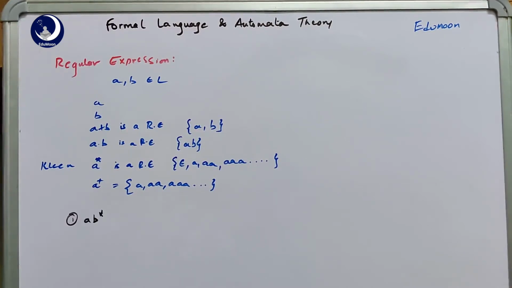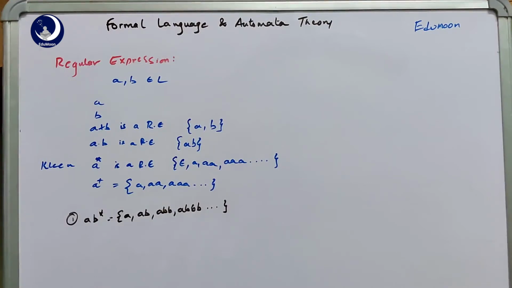Now if you consider the first example, a dot b star, this is a regular expression that generates strings which start with a and are followed by any number of b's. So the set contains the strings a, ab, abb, abbb and so on. The regular language generated by this regular expression is a followed by any number of b's. That is how we write the set for the given regular expression.